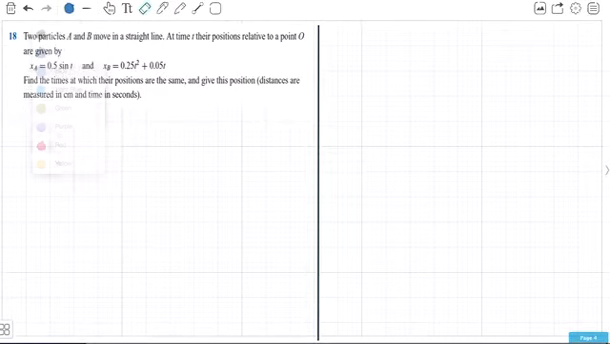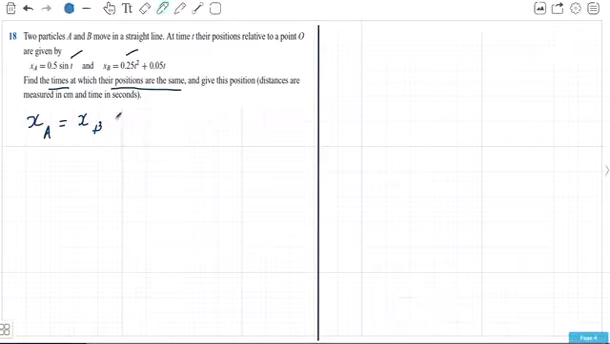You've got xa, which tells us the position of the particle A, and xb, which tells us the position of the particle B. It says here, find the times at which their positions are the same, and give this position measured in centimetres, with distances measured in centimetres and time in seconds. So what we're going to need to do here is find when the positions are the same. That will be when xa equals xb, because those are the positions, x is a position for particle A and particle B.